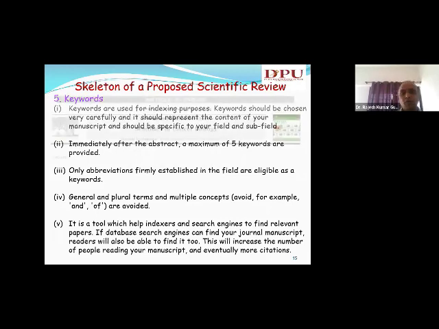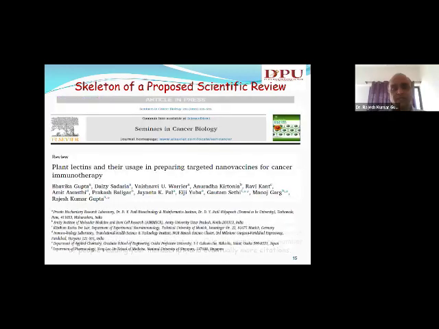Now coming to one of our current papers, which is still in press, that we have published in Seminars in Cancer Biology. If you see the title of this paper, "Plant lectins and their uses in preparing targeted nano vaccine for cancer immunotherapy", it is exactly 12 words.